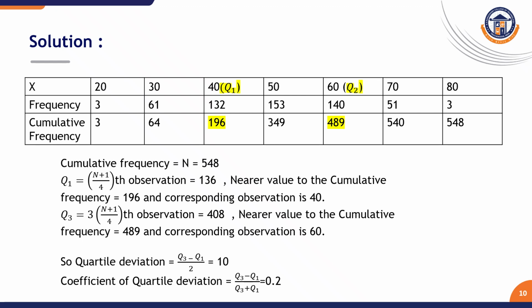In a similar manner, Q3 equals 3 into (n plus 1) by 4th observation, that gives (548 plus 1) by 4 into 3, which is nothing but 408. The nearest value to this in the cumulative frequency is 489, and the corresponding observation is 60. So Q3 is 60. So the quartile deviation is (Q3 minus Q1) by 2, that gives (60 minus 40) divided by 2, which is 10. Then coefficient of quartile deviation is (Q3 minus Q1) divided by (Q3 plus Q1), that gives 0.2.